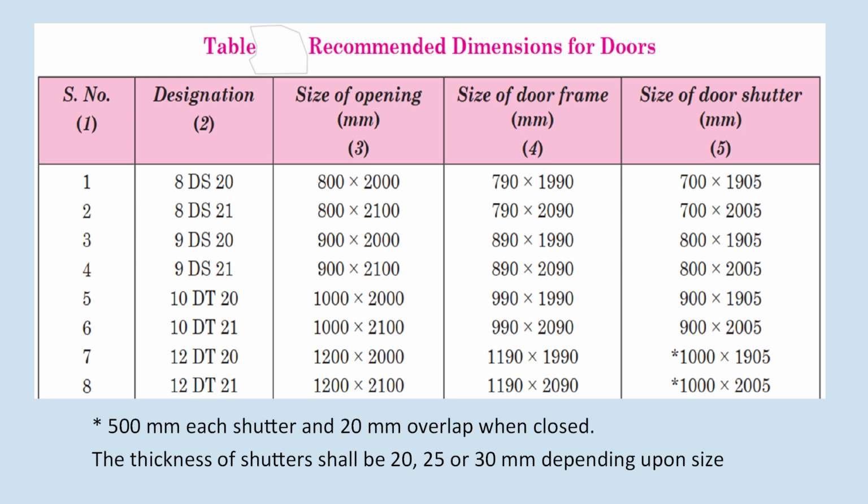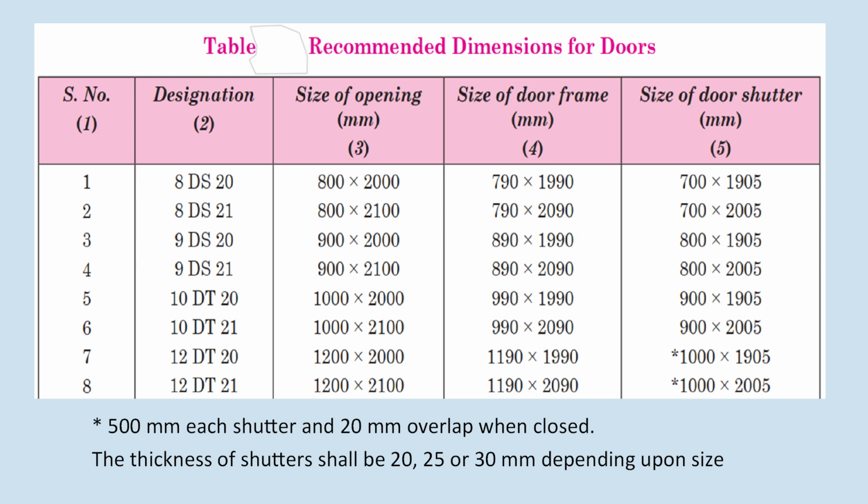and size of shutter. So, as we have discussed, one module means 100 mm. So, if the designation is there like 8DS20, as we have discussed, 8 represent width of the door, which is 800 mm, 20 represent height of the door, which is 2000 mm, D represent the door opening, S represent single shutter. Also we have discussed, if in the designation T is written, so T represent double shutter. So, I think you can go through this particular table.